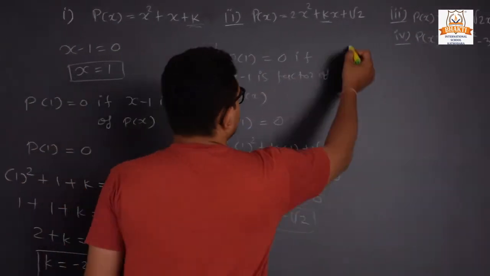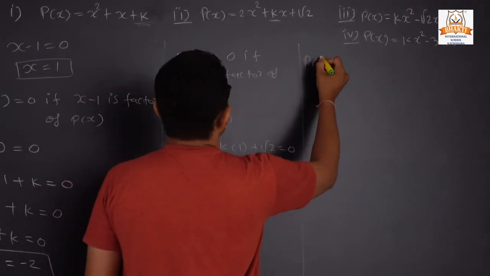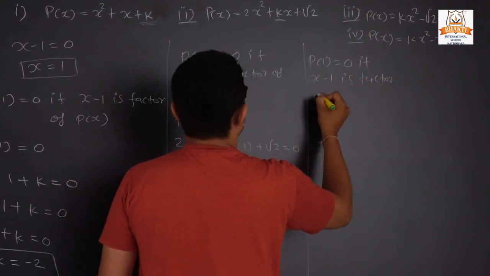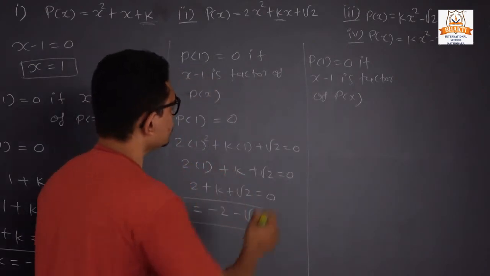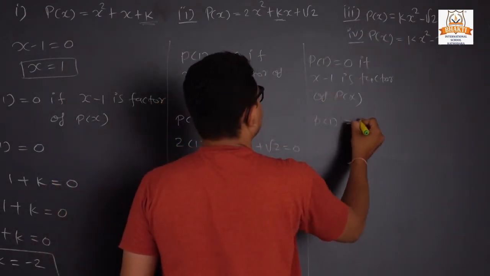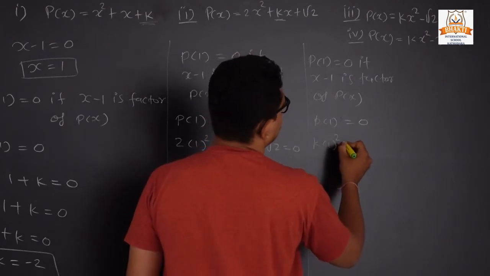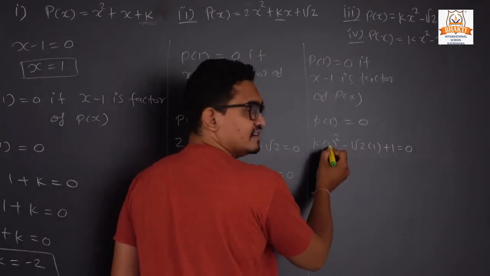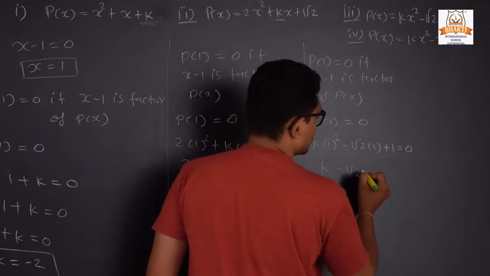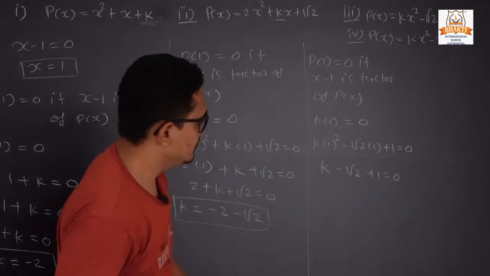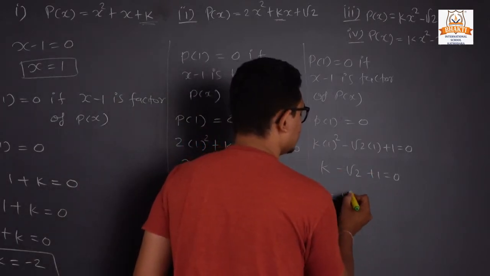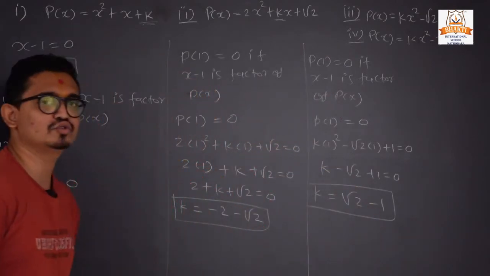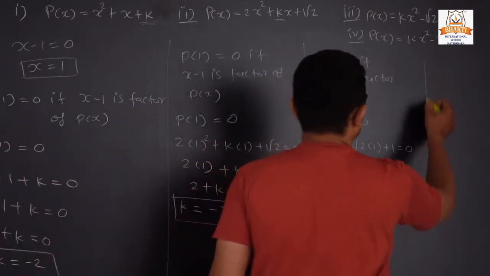Now third. For the third we have the same: p of 1 is 0 if x minus 1 is a factor of p of x. So once again p of 1 is equal to 0. So k 1 square, root 2, 1 plus 1 is equal to 0. 1 square is 1, 1 into k, so k minus root 2 plus 1 is equal to 0. Now root 2 is going to the second side, so it becomes plus, and plus 1 is going to the second side, so it becomes minus. So the value of k is root 2 minus 1.